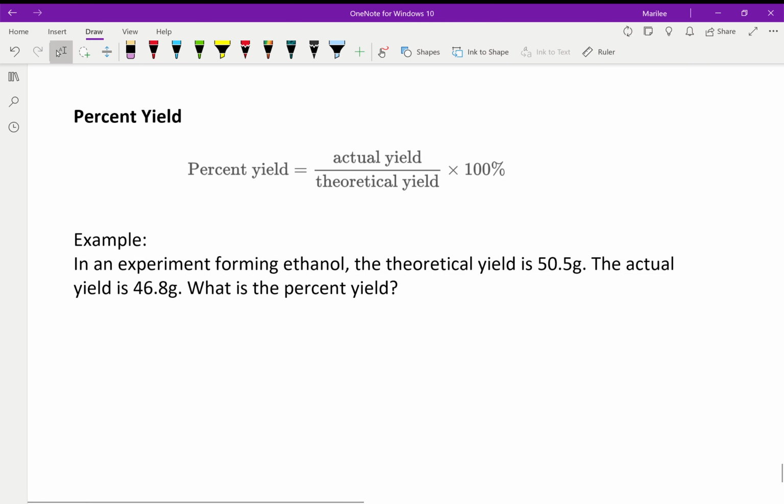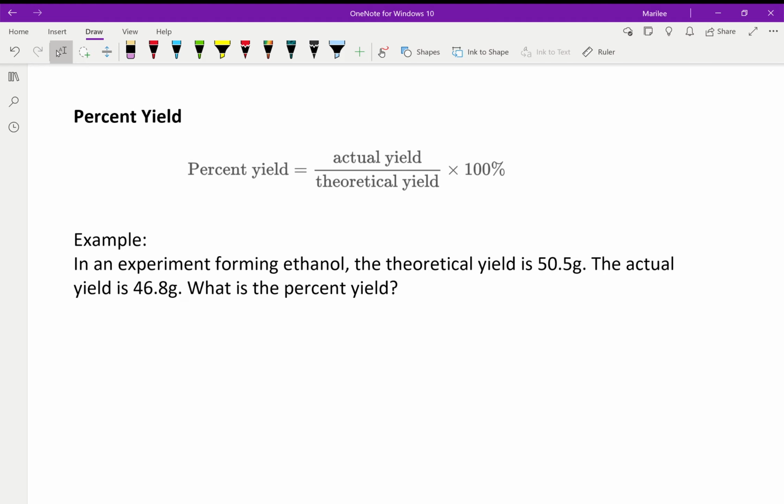In experiments, we calculate percent yield. Percent yield is calculated by our actual yield divided by the theoretical yield times 100. In the lab experiments that we do, our actual yield is whatever we get, and then theoretical yield is whatever we calculated that we would have got. And usually the actual yield is less.